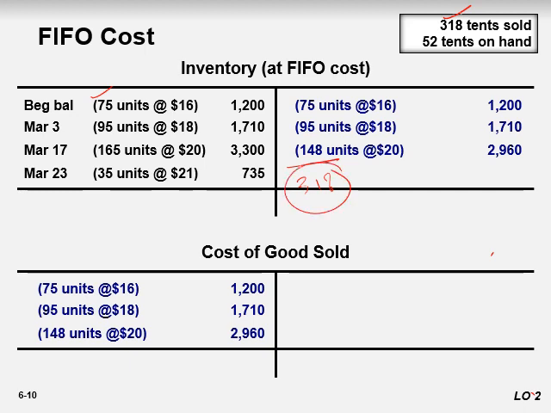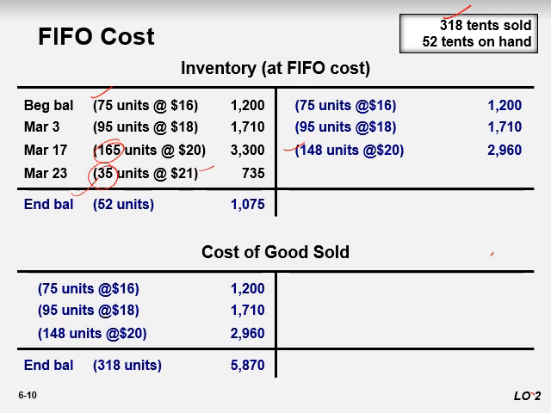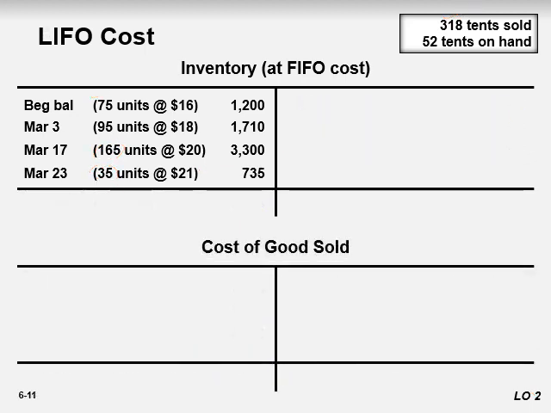Not after that. So some units from 165 are not sold completely, right? Some units left, and this 35 units at 21, this is also not sold. That is the cost of inventory, first in, first out, right? So here we have 318 sold already, so we're just going to add it to find out the cost. When you add it, that would be the cost, okay?